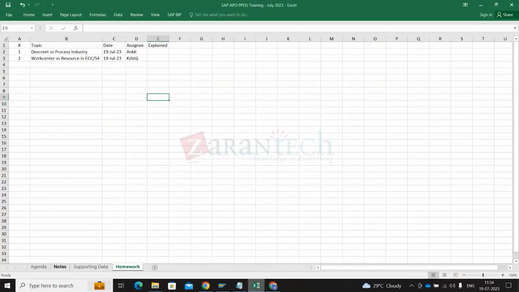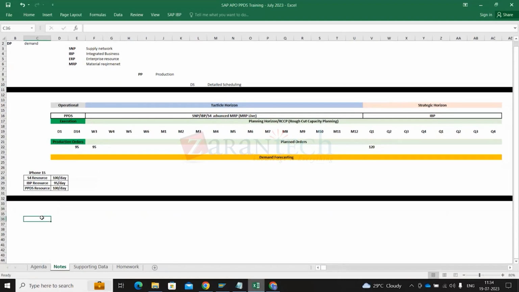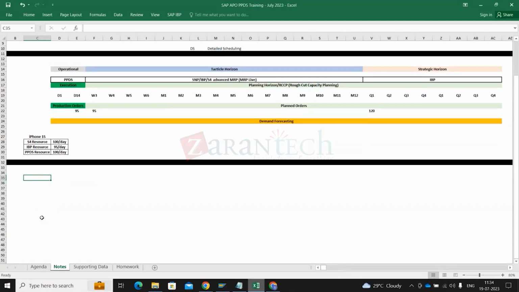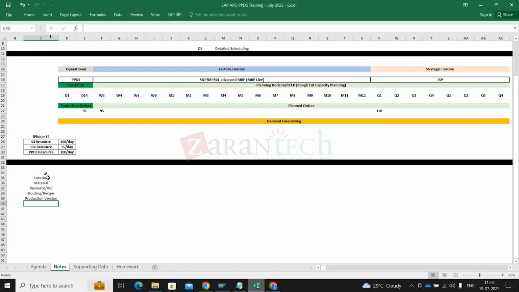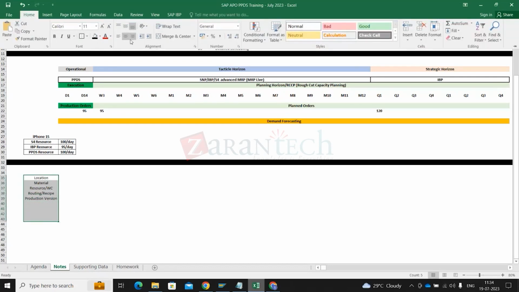And each one of you, please keep your Excel handy, because you will have your own set of master data to work upon. And what that master data is, write it down. You will have a location, you will have a material, you will have one or two or three resources or work centers, whatever is available or set up. And then we would set up a routing or recipe. We will have a production version, and you will need to show me this. I'm not going to leave you unless you show me your data preparations on your own subsequently.